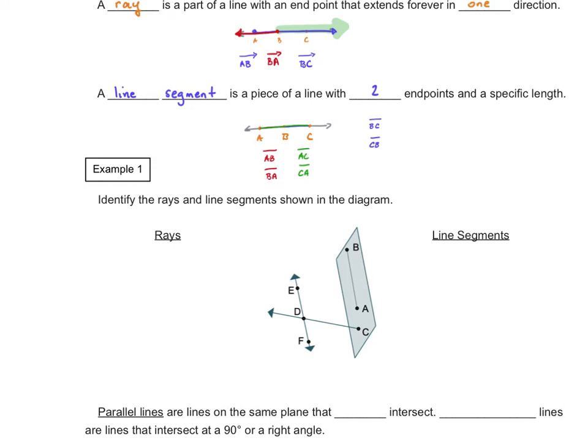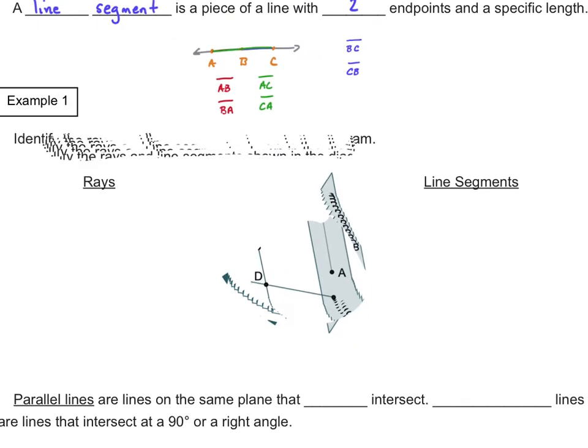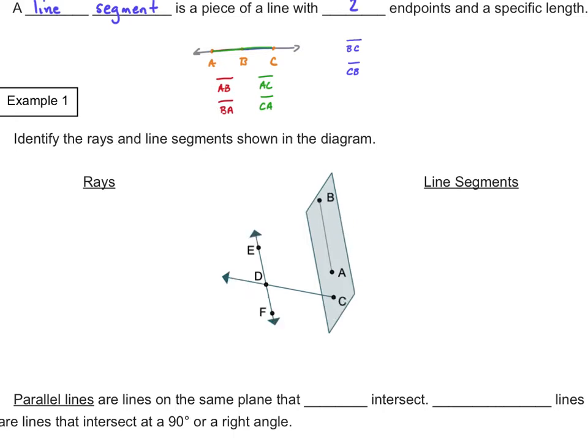So if we look at some examples, it reads, identify the rays and line segments shown in the diagram. Here's our diagram. It looks like we have a plane right here. We have point C extending off into a ray, so we have ray CD extending off in one direction. And then we also have this line here. Again, we can break a line up into segments, and we can also break a line up into rays.